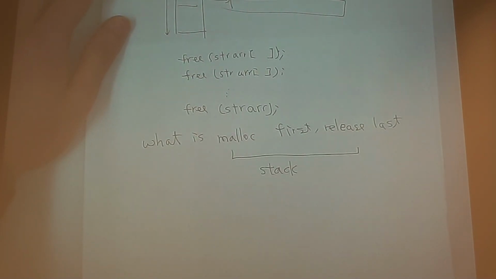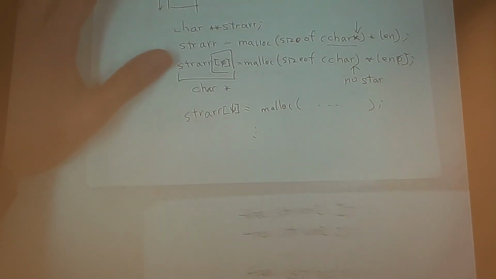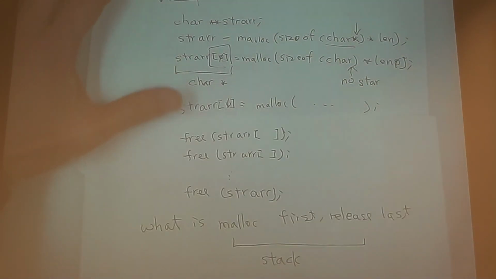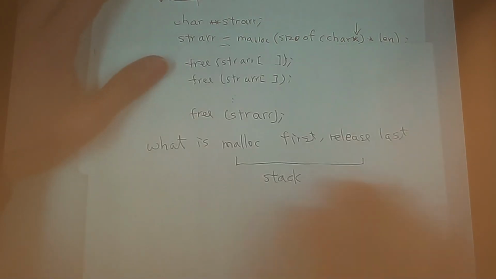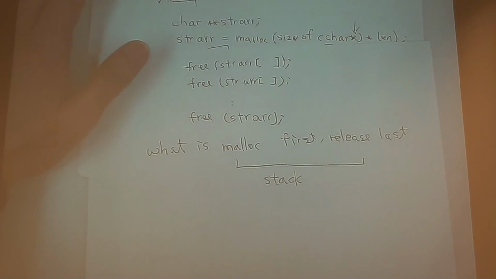Then you'll be fine. We allocated STAR of 0 first and then STAR of 1 first, right? But if you free them in any order, does it matter? It doesn't matter, but you try to follow this rule to reduce mistakes. That's the general principle.